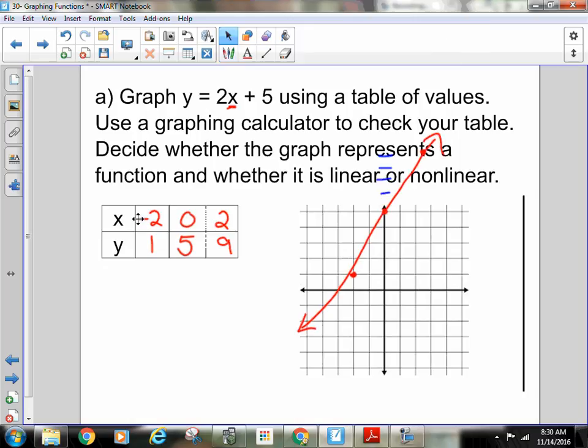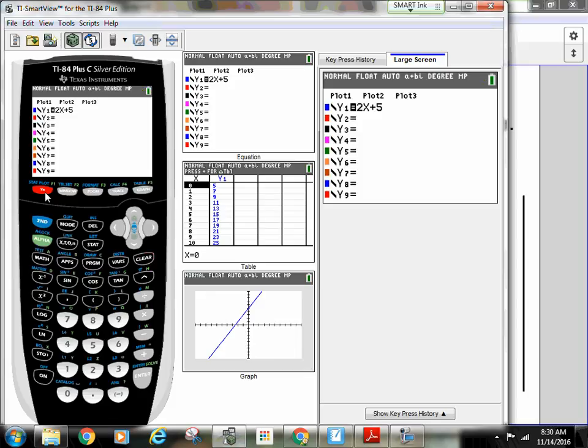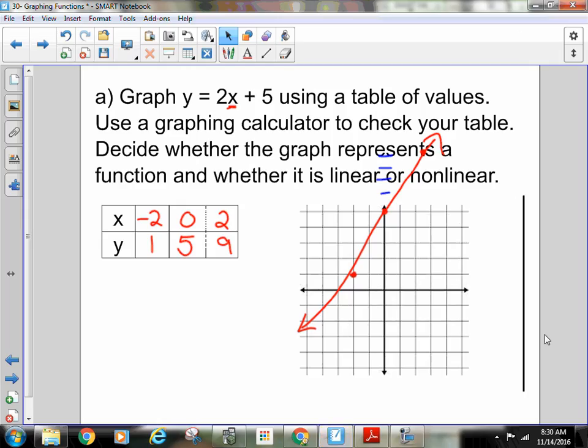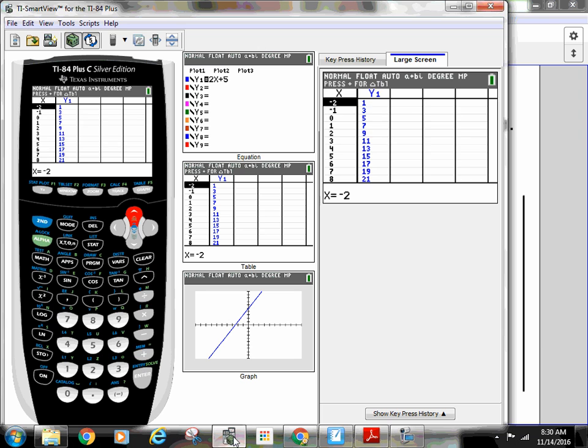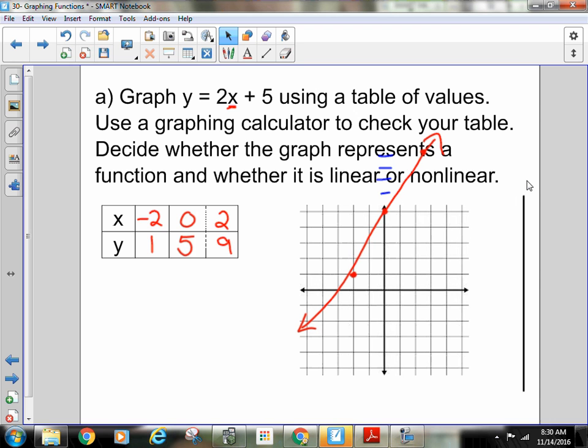So it says use a graphing calculator to check your table. We go into our y equals and type in 2x plus 5. Then we hit second graph. Here's our table. We see at 0, we're at 5. At 2, we're at 9, like we have. If we go up, negative 2 is at 1. Then let's check to see if this graph is what our graphing calculator came up with. And those two match.